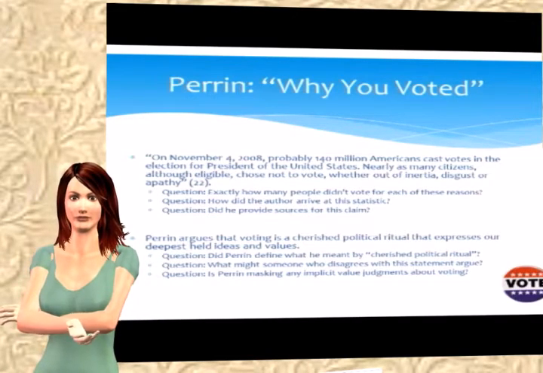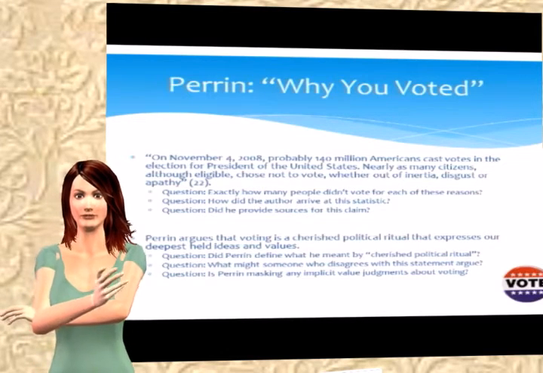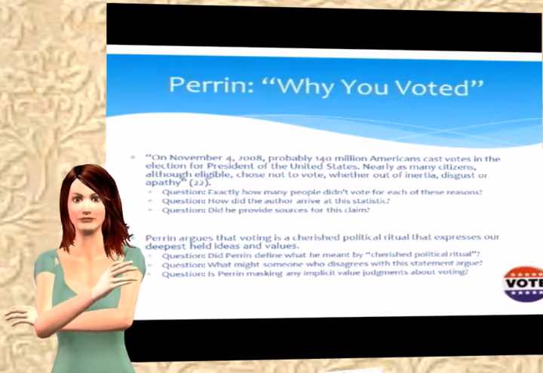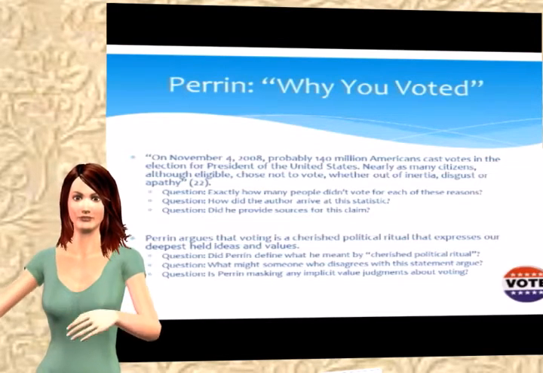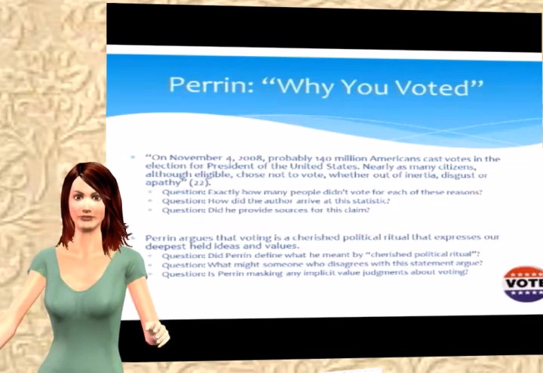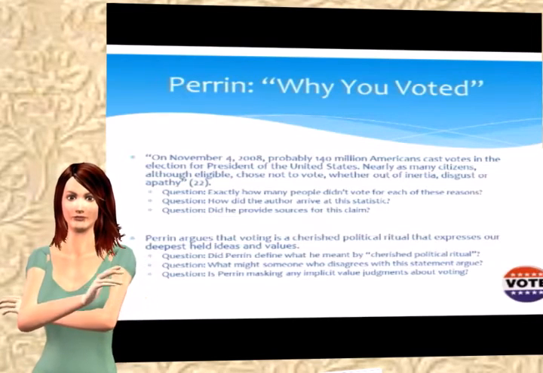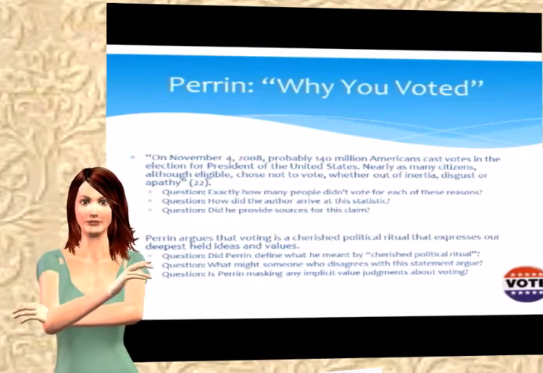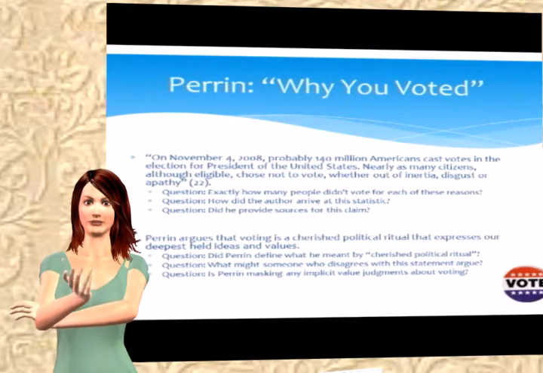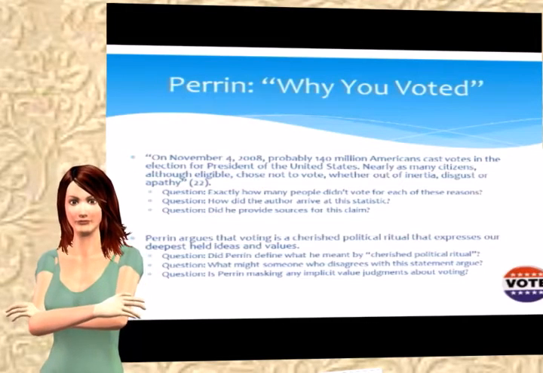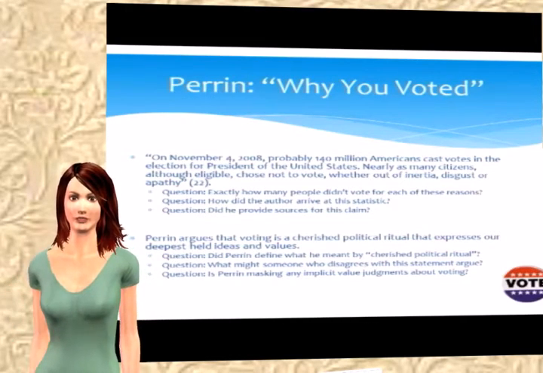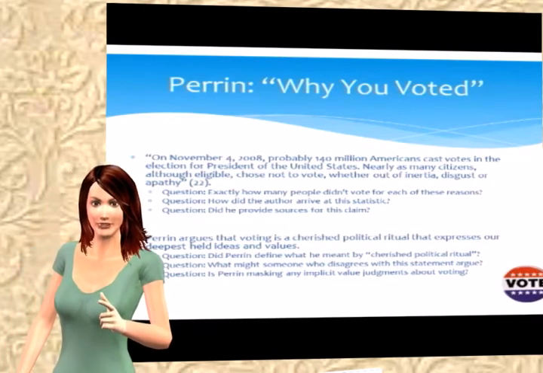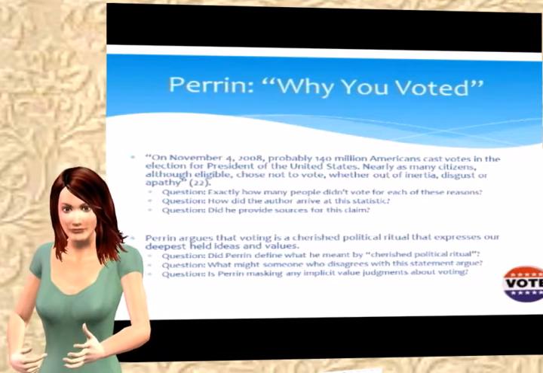So at the very beginning of the article, I just pulled out that first sentence there. He says, on November 4th, 2008, probably 140 million Americans cast votes in the election for President of the United States. Nearly as many citizens, although eligible, chose not to vote, whether out of inertia, disgust, or apathy. Well, some critical questions that we could ask here to help us identify omitted information. Well, where's the numbers here? How would that break down? Exactly how many people didn't vote for each of these reasons? What exactly does he mean by inertia, disgust, or apathy?